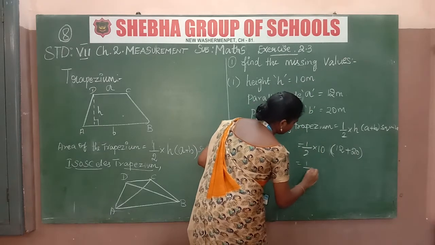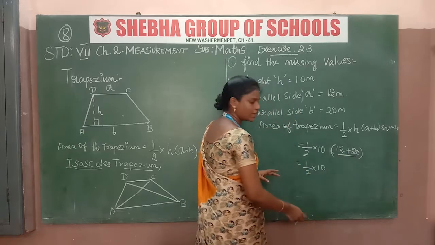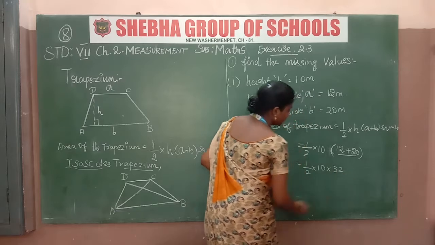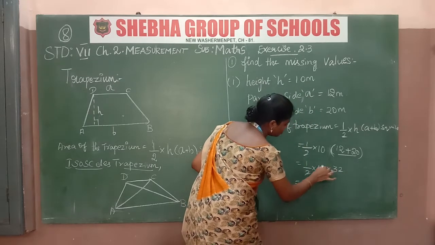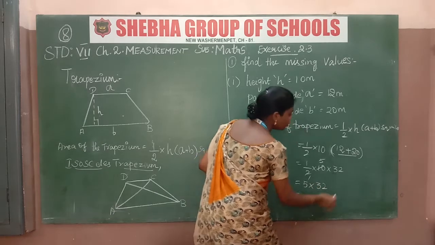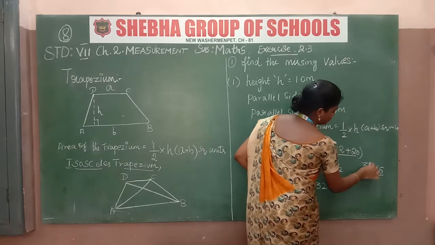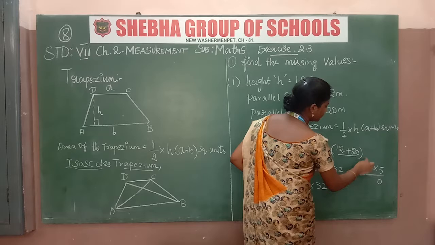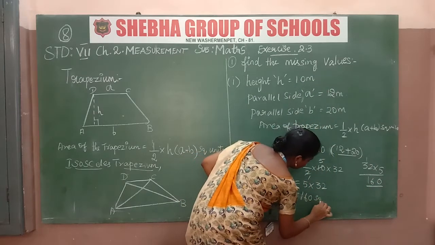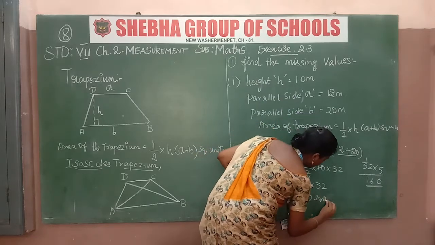The first priority is the bracket, so we have to add it. 12 plus 20 is 32. Then we have to cancel it: 2 ones are 2, 2 fives are 10. Then the product is 5 into 32. Multiply 32 into 5: 5 twos are 10, 5 threes are 15, 15 plus 1 is 16. So the value is 160 square meter.